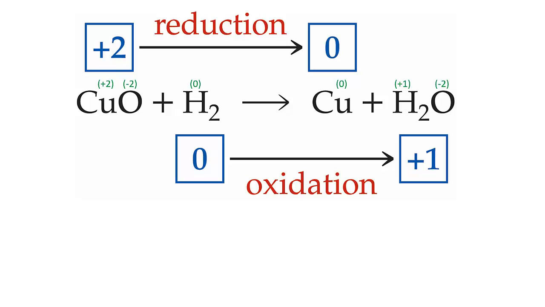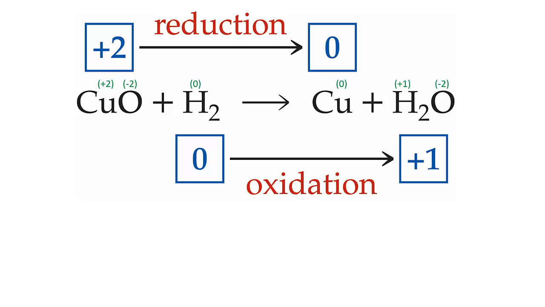For products, copper is now 0 and hydrogen is now plus 1, which means your copper went from a 2 plus charge to a 0 charge. It was reduced in charge. While at the same time, hydrogen went from a 0 to a positive 1, so it was oxidized. It increased oxidation state.